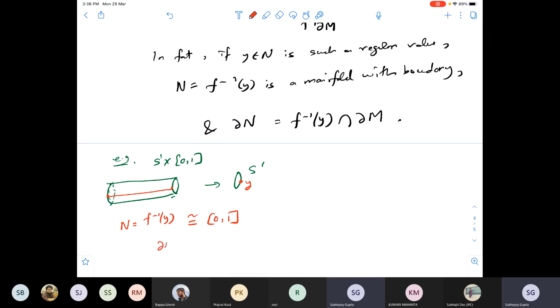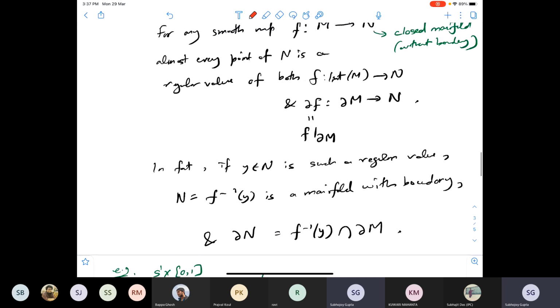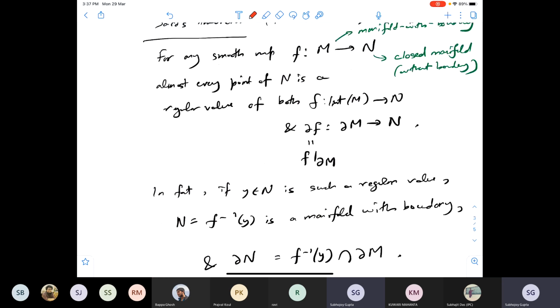And the boundary of that thing is the union of these 2 points. Somehow this is the 0 endpoint, and that's the other endpoint. And these are exactly the intersection with the boundary of the original cylinder, the 2 boundary circles on either side. Anyway, so this is an illustration of what I mean by this.